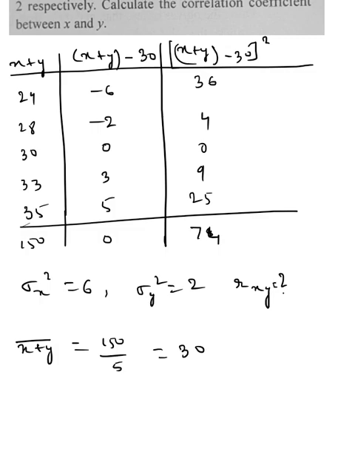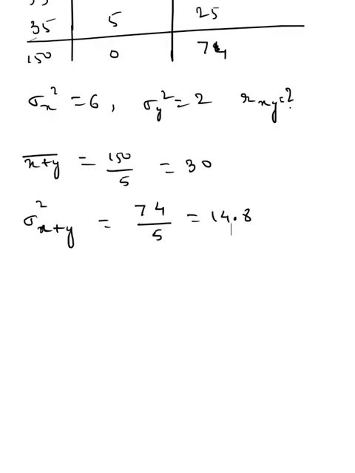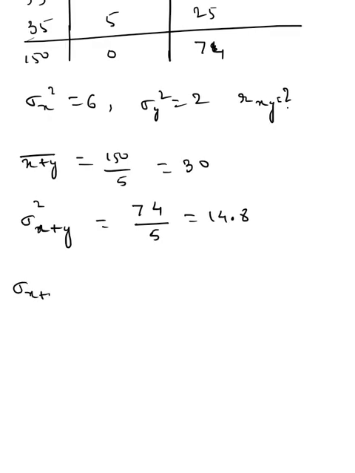So that's why we have subtracted 30 from this and we have done our summations. Then we took the square of these summations. So sigma x plus y square becomes 74 divided by 5. So this becomes 14.8. So x plus y minus this is this and this its whole square. So we get 74 by 5, 14.8.